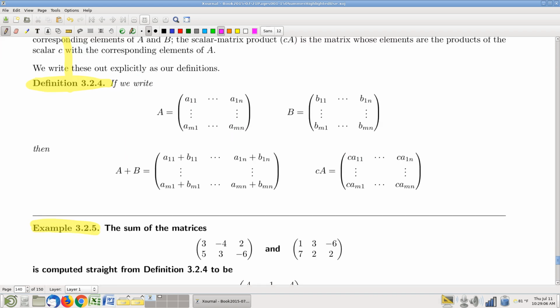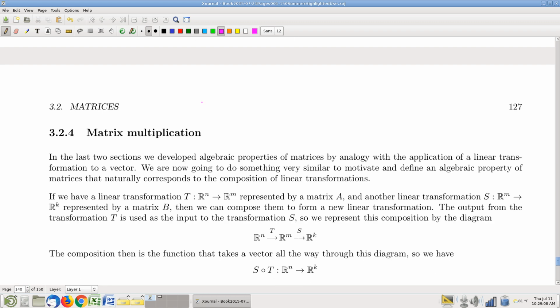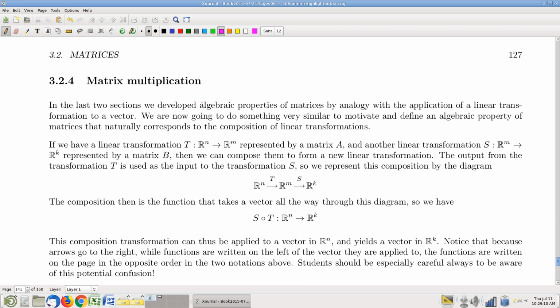Okay. All right. And now matrix multiplication. This one's a little bit harder to anticipate, but it does work out very nicely, as it turns out.